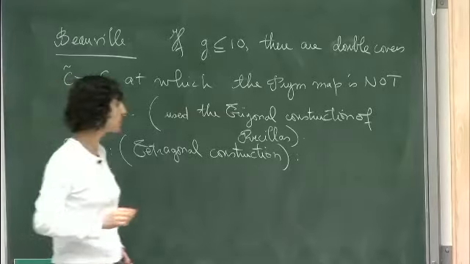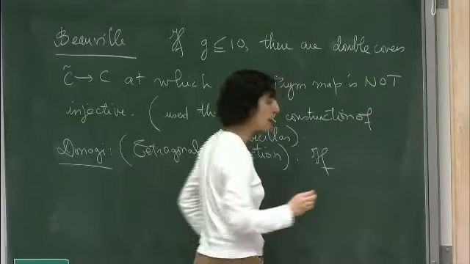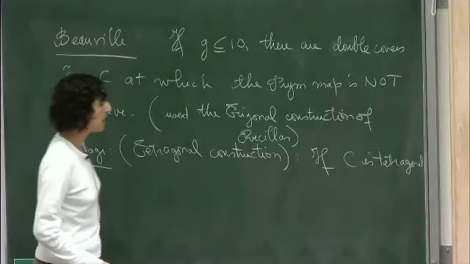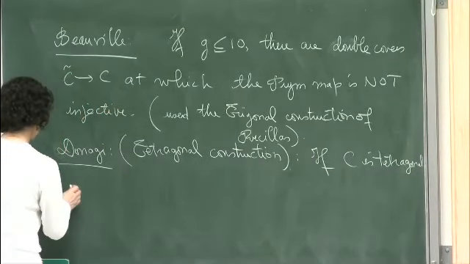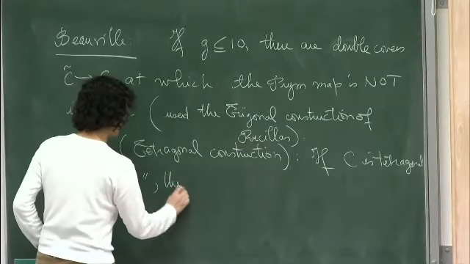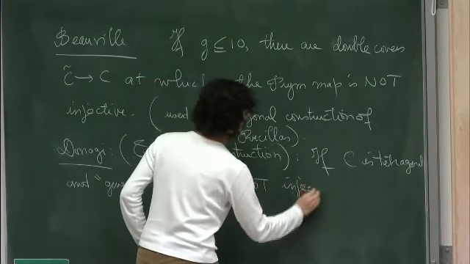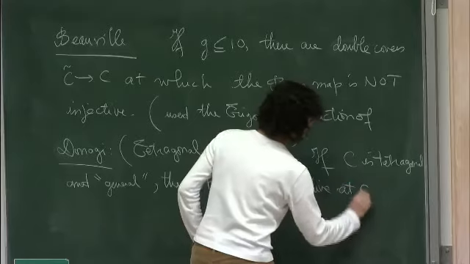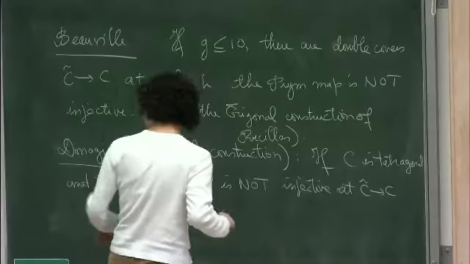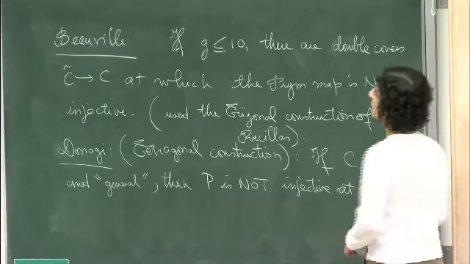And here he showed that if C is tetragonal, meaning C has a degree 4 map to P1, then, under some genericity assumptions, the Prym map is not injective at double covers of C. And here there was no restriction on the genus. This was in any genus.